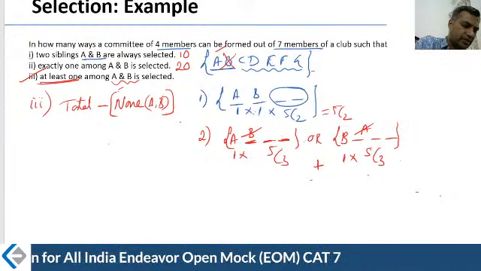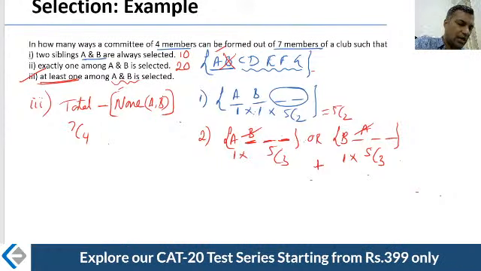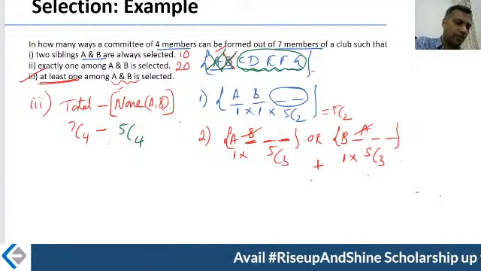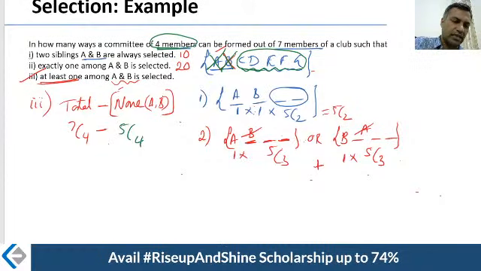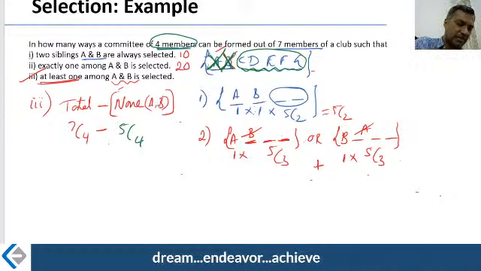Okay, total how many ways, friends? 7C4. None among A and B are selected means A rejected and B rejected. Only 5 people are there. A and B are not even considered. So among the remaining 5 people, you just have to select 4 people, because 4 members have to be selected. That would be my answer there. Instead of making 3 cases, this is easier to deal with. 7C4 minus 5C4. That becomes the answer to the third one.